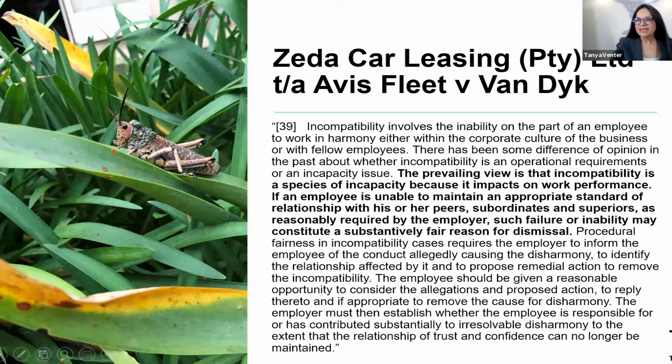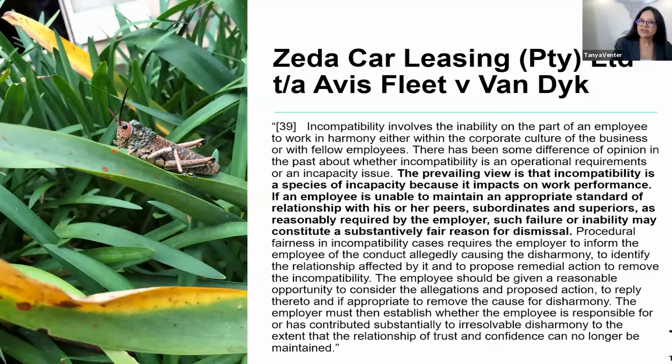Now, the case law that I speak of, the more recent judgment, was published last year in 2020. It's Zeda Car Leasing trading as Avis Fleet versus Van Dijk. This was a case heard in the Labour Appeal Court. Just so you know, we will in the chat group upload this judgment for your information so that you can read it in your own time. It's a good judgment to read, but it really more deals with an operational requirements and procedural issue around operational requirements and incompatibility. But this one paragraph in the judgment deals with the incompatibility issue.